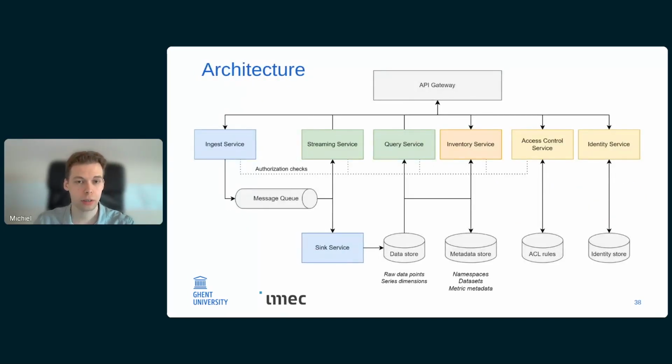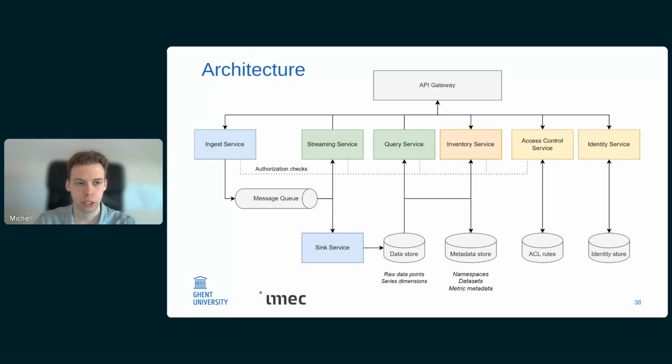Obelisk itself is a microservice-based architecture, which is rather complex with different services. There are 3 services I want to spend a little bit of time on, and that is the ingest service, the sync service, and the streaming service. You can see that we have a message queue in there. The reason for that is that if we have a lot of data coming in, we don't want the ingest service to be a bottleneck.